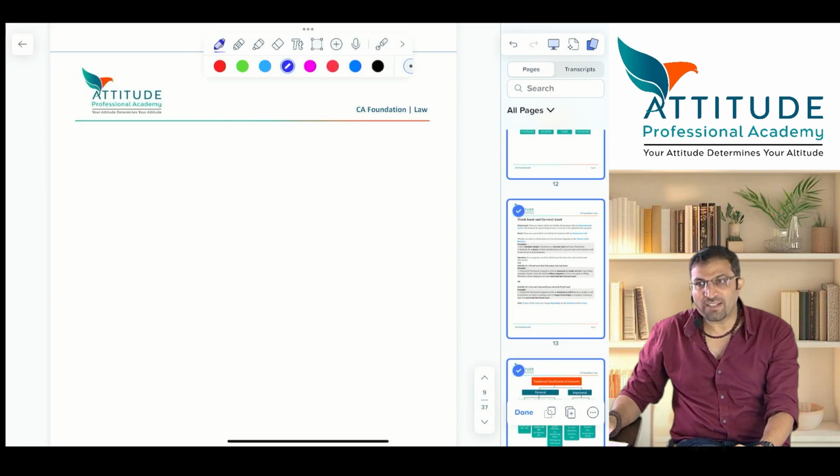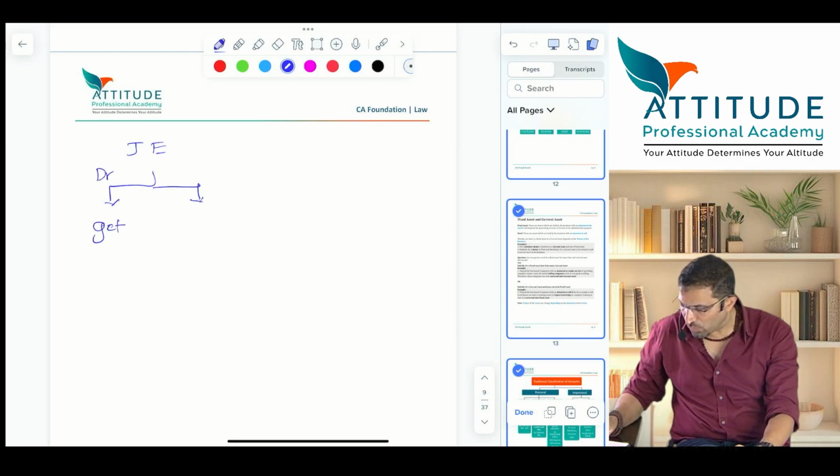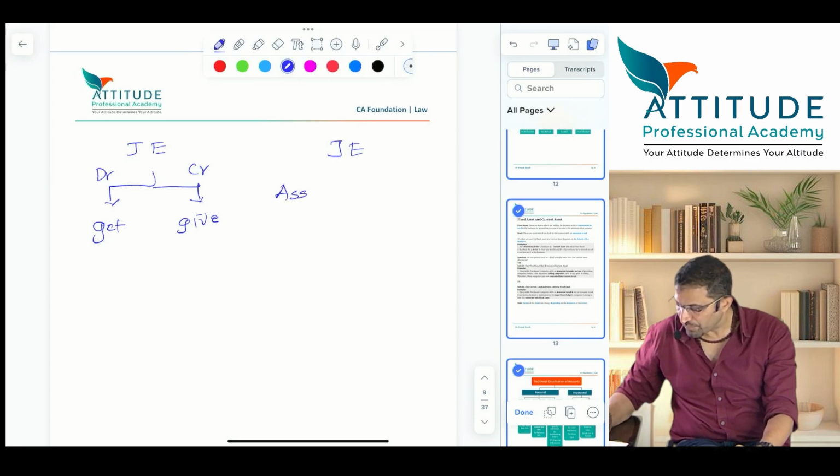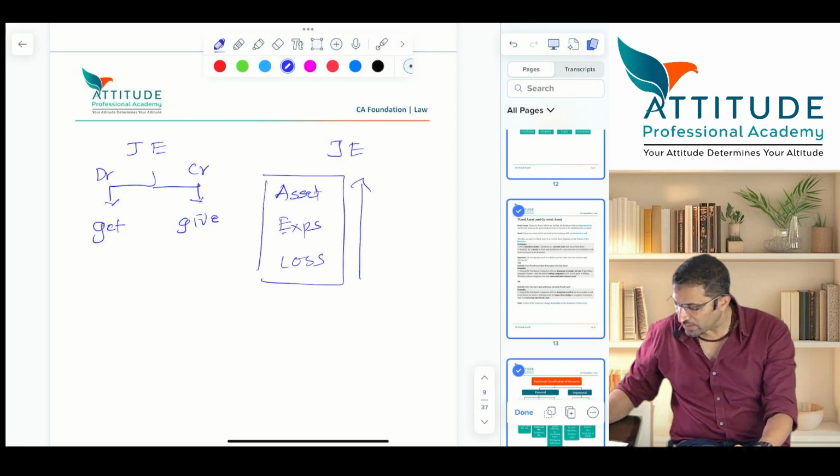I have told you two ways of passing the journal entries. One way is get and give. What you get is debit and what you give is credit. There is another way which I have already told you. If an asset or expense or loss, if these three items are increasing, they are to be debited. If they decrease, they are to be credited.